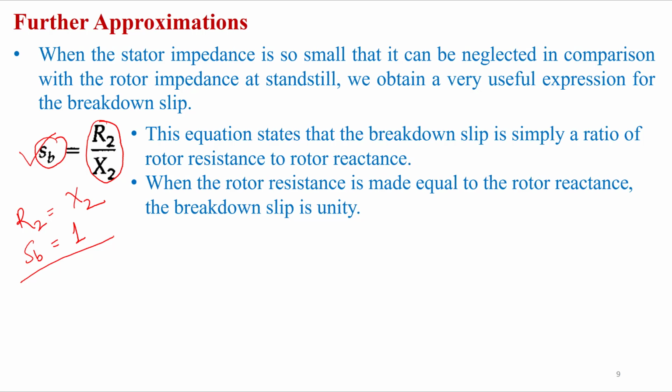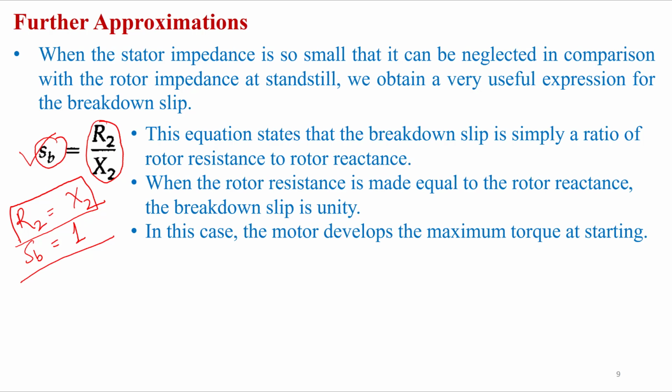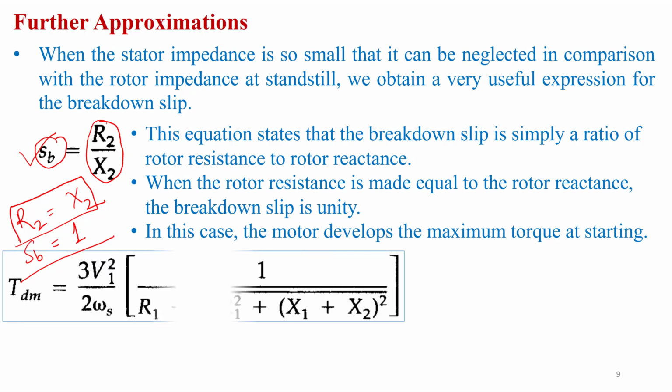So that means under starting condition we get the maximum torque when R2 equals X2. So this is the condition where we can get the maximum torque at the starting, right? Therefore the motor develops maximum torque when R2 is equal to X2 at the starting condition. Now your torque equation, we know this.